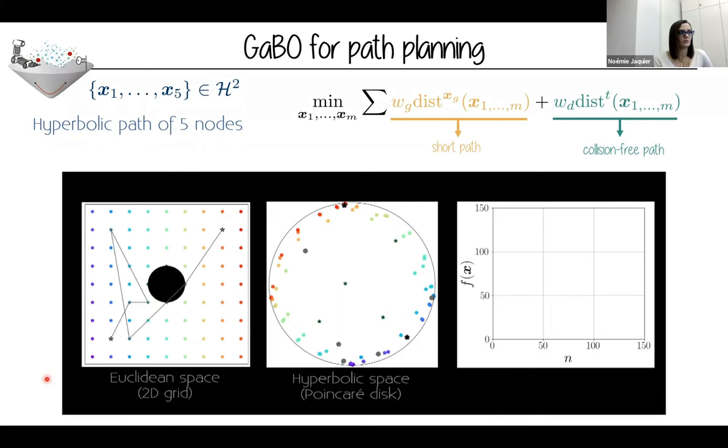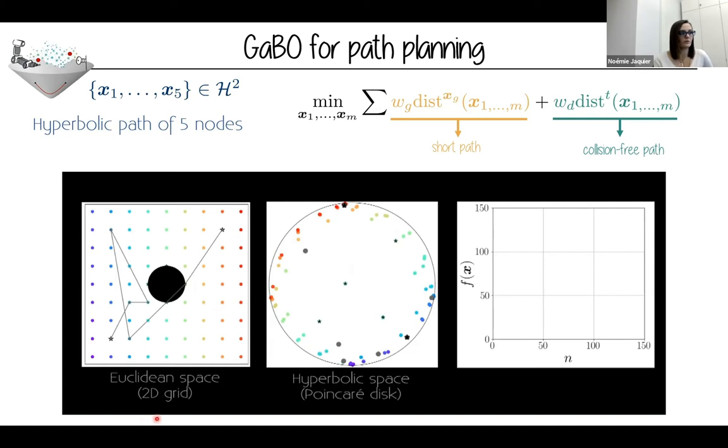The idea here is to embed this grid into the hyperbolic space. So this is what you see here, because this is a more efficient representation of the grid in this problem. You can see that the red points on the grid correspond to the red points here on the hyperbolic space, and the same for all the colors of the grid. We have here our starting point, here the end point, and those four points here are the ones at the border of the obstacle.